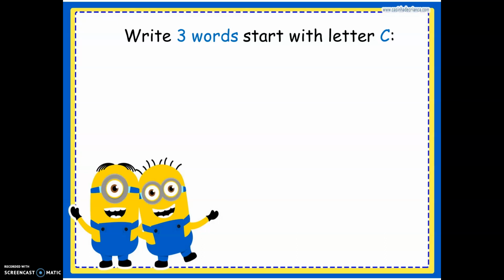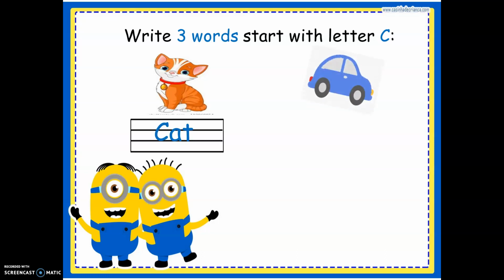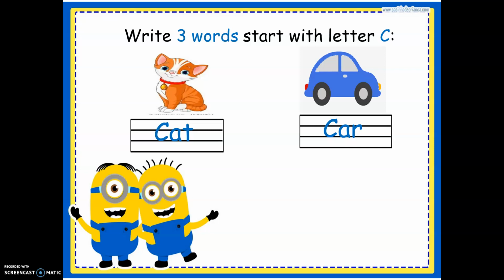Then write three words. Start with letter C. Number one, we have cat. I can see a cat. C-A-T. Then what can you see in the second picture? I can see a car. C-A-R. I can see a blue car.